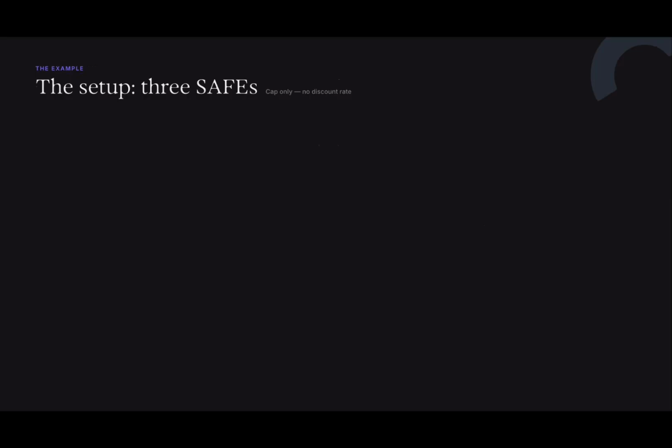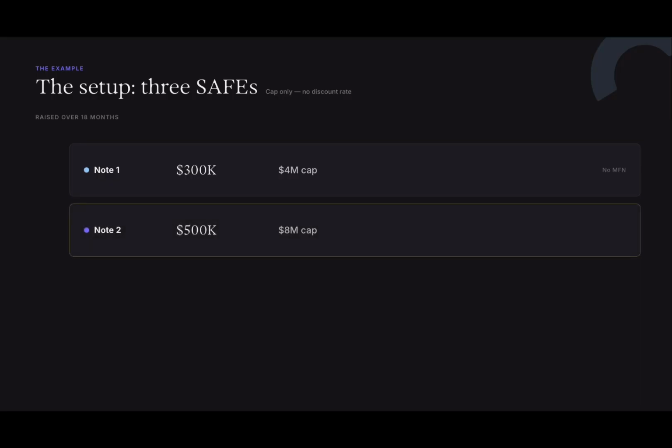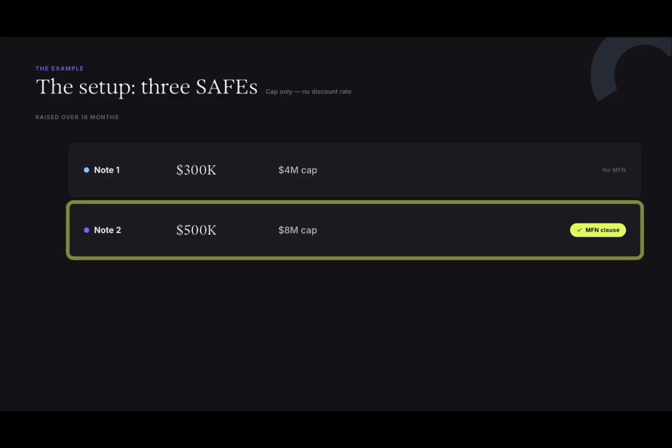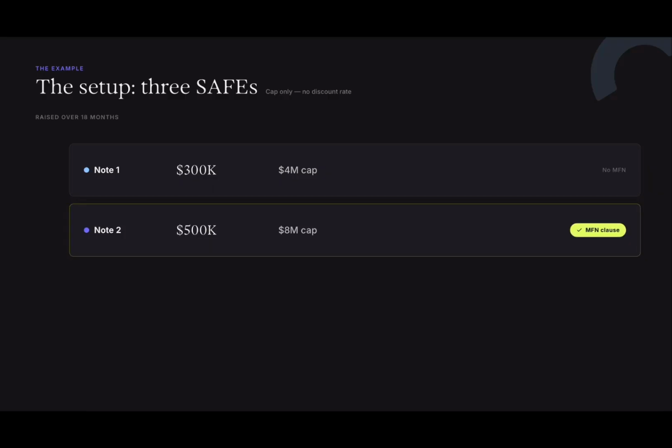For this example, each safe has a valuation cap and no discount rate. That keeps the focus on the stacking mechanic itself. Here are our three safes raised over 18 months. Note 1, $300,000 at a $4 million cap. No MFN. Note 2, $500,000 at an $8 million cap. This investor has an MFN clause, most favored nation. We'll come back to what that means. Note 3, $500,000 at a $4 million cap, issued 6 months after Note 2 at a lower cap. That lower cap on Note 3 is what triggers the MFN.